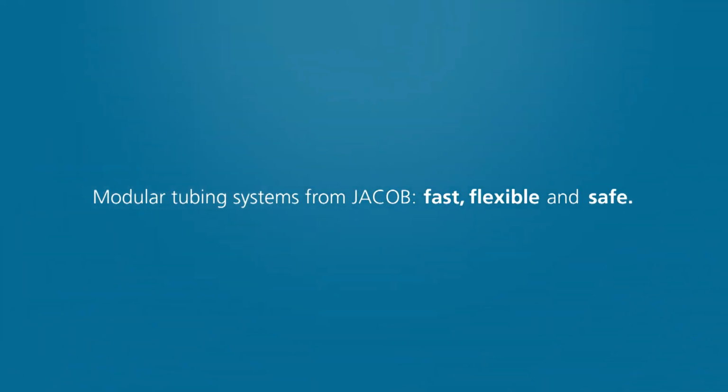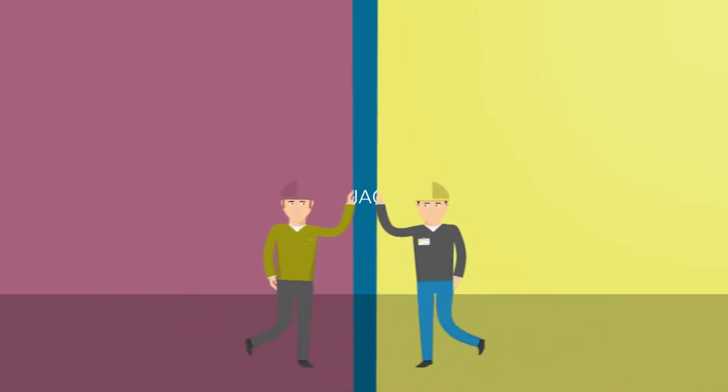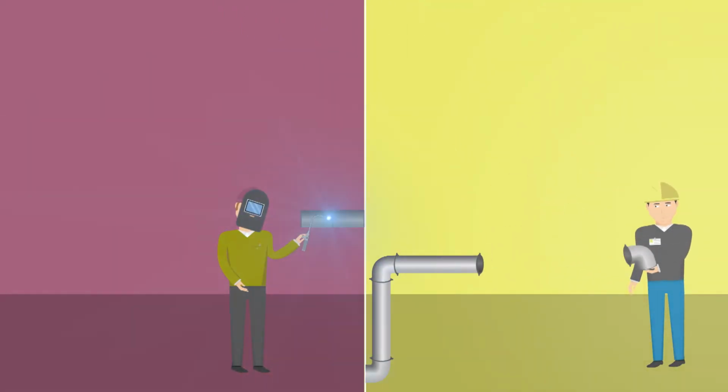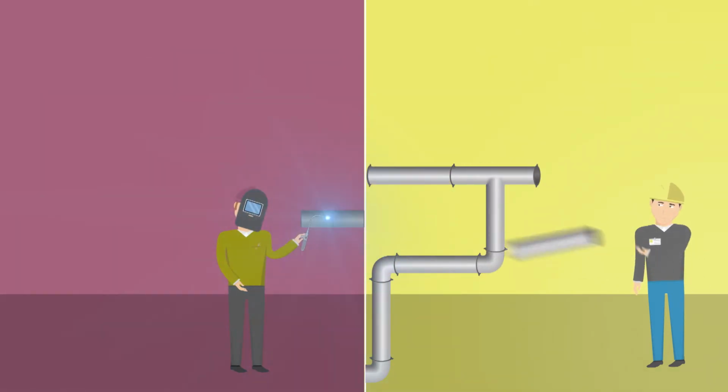Modular tubing systems from Jacob. Fast, flexible, and safe. Usually, tubing systems are combined by welding them together, but Jacob has found a more efficient way.